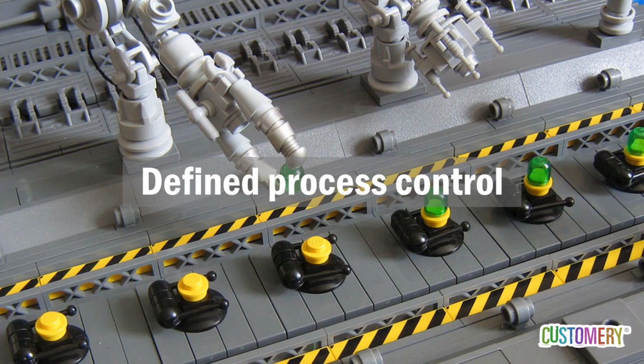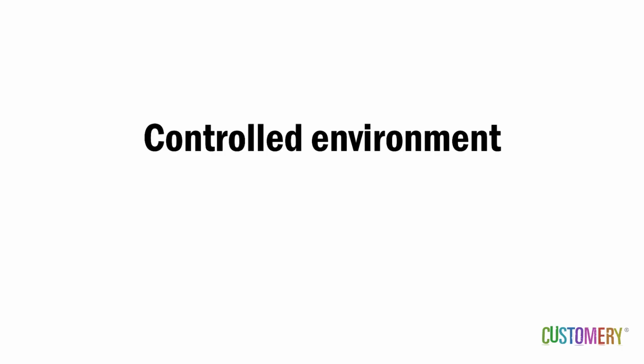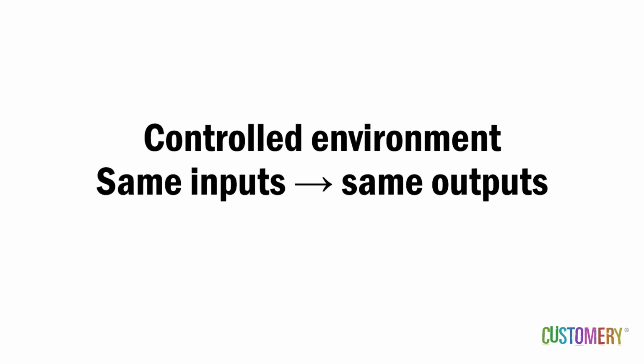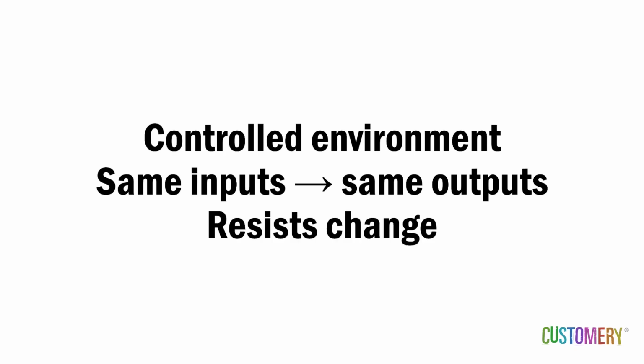Defined process control has these characteristics. Firstly, it's in a controlled environment. If you're familiar with the PRINCE2 project management methodology, PRINCE is an abbreviation for projects in a controlled environment. PRINCE2 is a defined process control method. Secondly, for a given set of inputs, we get the same set of outputs. There's very little variation and lots of predictability. Thirdly, because of this, defined process control does not deal well with change and is designed to resist changes.